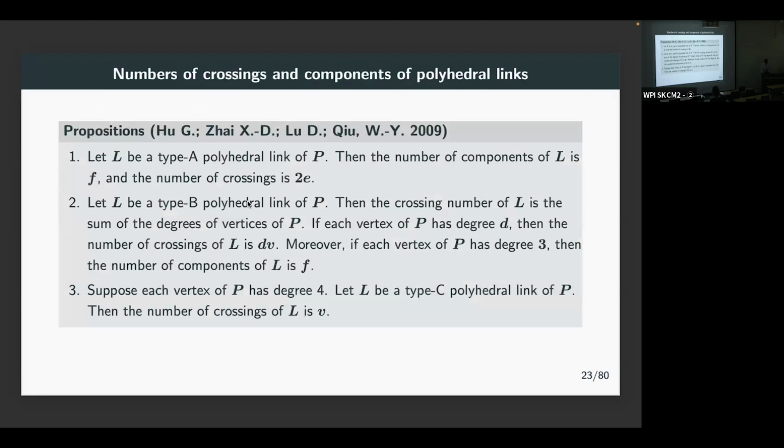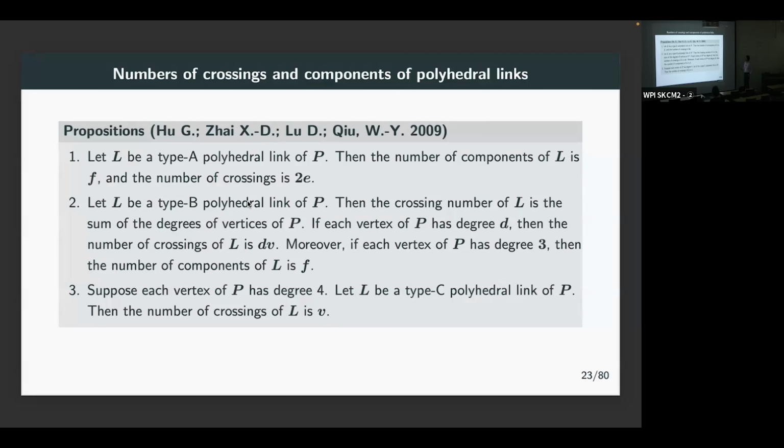And if you make a polyhedron, then we can have the information of the crossing number and the number of the links, as in this picture. So this type of links was studied by a Chinese group in 2009.